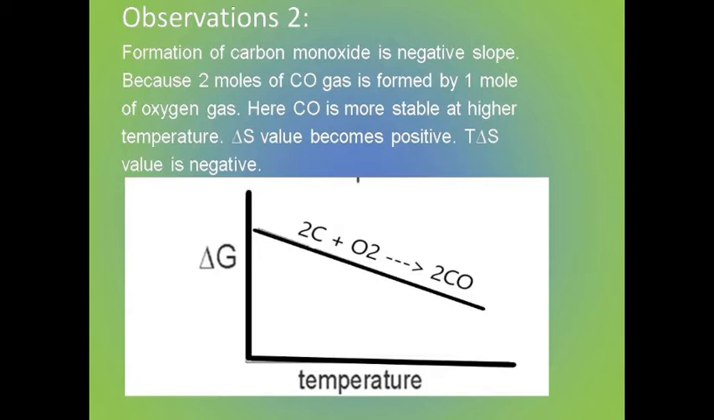In the second graph the slope is negative because the delta S is positive. Why is it so? In the formation of carbon monoxide, 2 moles of carbon monoxide are formed by consumption of 1 mole of oxygen gas. Here the carbon monoxide is more stable at higher temperature. If the delta S value is positive and you apply it in the delta G equation, you get the T into delta S term as a negative one.